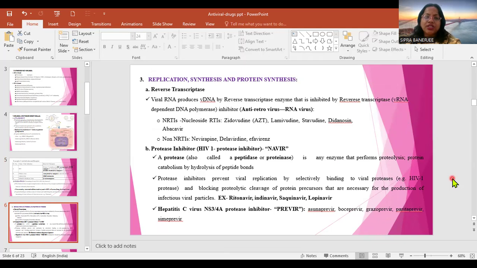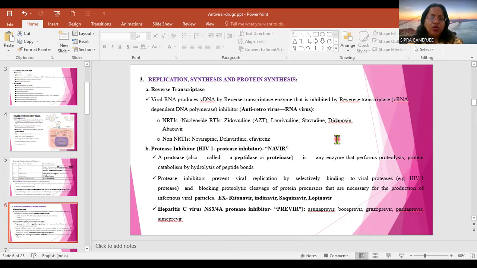Now there are replication, synthesis and protein synthesis, which occur whenever the viruses come to the host. Different enzymes are responsible, like reverse transcriptase and protease. So with reverse transcriptase, what happens? Viral RNA produces viral DNA by the reverse transcriptase enzyme. That can be inhibited by reverse transcriptase inhibitors, known as antiretrovirals. These drugs are known as NRTIs, nucleoside reverse transcriptase inhibitors: zidovudine, lamivudine, stavudine, didanosine. Then non-nucleoside reverse transcriptase inhibitors like efavirenz, delavirdine, nevirapine.